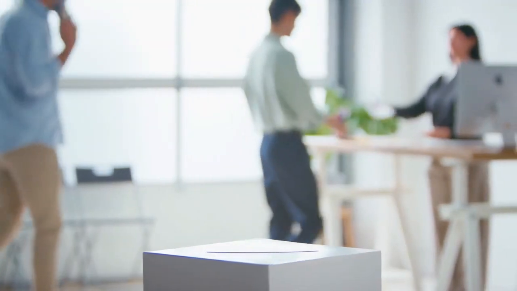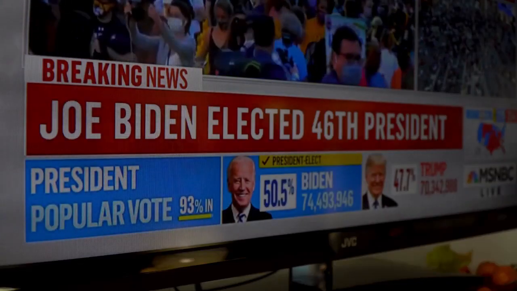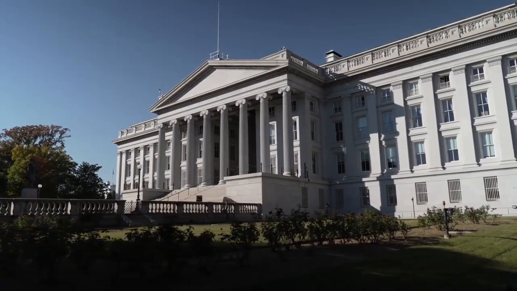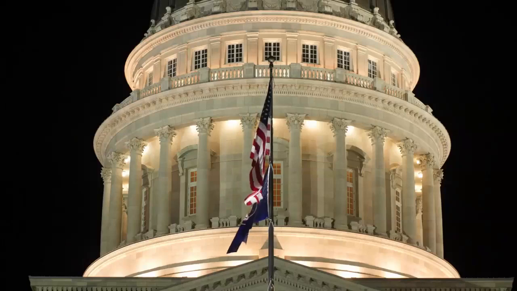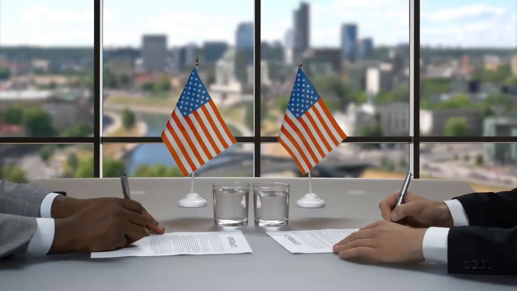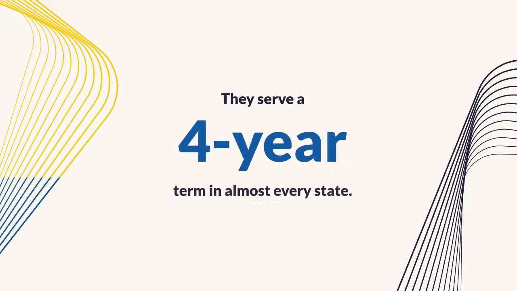The candidate who receives the most individual votes, known as the popular vote, wins the election. Unlike the presidential race, there is no electoral college for gubernatorial races. It's a direct democracy at the state level. After winning, the governor-elect is sworn into office, or inaugurated, usually in January. They serve a 4-year term in almost every state.